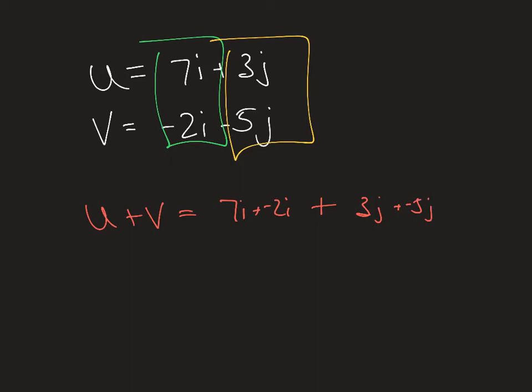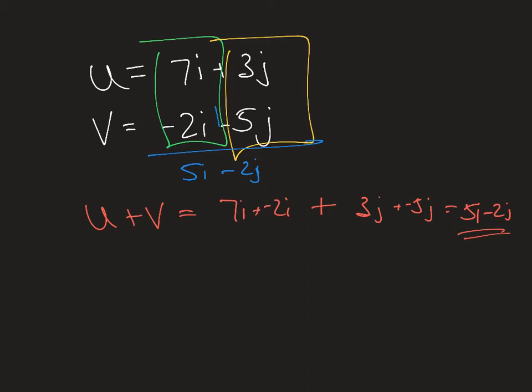Honestly, you could have just done it right there: 7 minus 2 is 5i. 3 minus 5 is negative 2j, sorry. So you would get the same thing though, 5i and then negative 2j. Okay, so you're just combining like terms. If I was subtracting, we'll go with that.